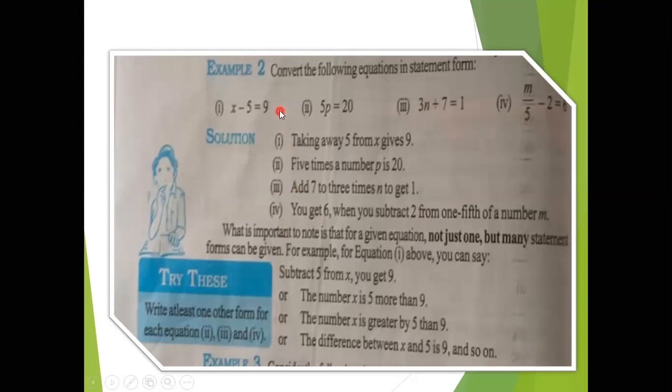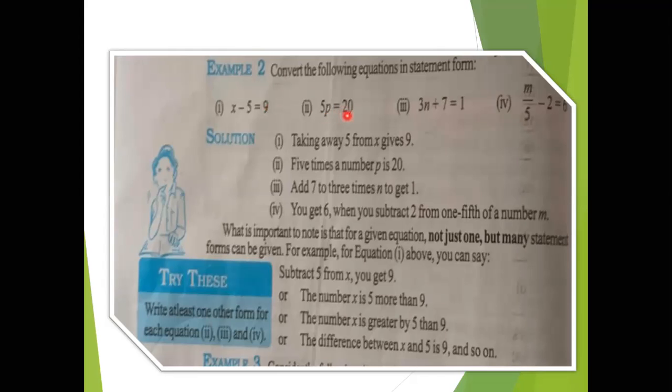Okay, next see here. Convert the following equations into statement form. Before, they had given the statement and we wrote the equation. Now they have given the equation and for this you should write the statement. The first one is x minus 5 equals 9. That means minus 5 here, so you can write it as taking away 5 from x gives 9. Taking away 5 from which number? The number is x. Or else you can write subtracting 5 from a number gives 9. Anyway you can write.